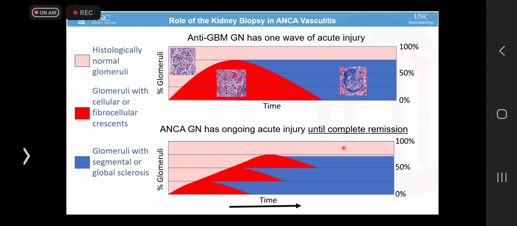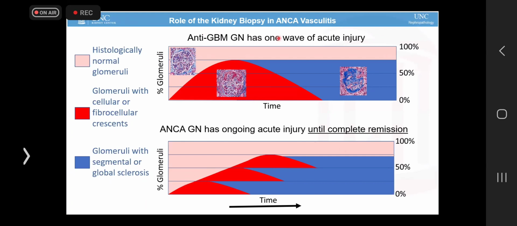So in the last portion of the presentation, I'd like to talk about the dynamics of the lesions over time, and also the correlation of the proportion of lesions and whether they're acute or chronic with respect to the likelihood of a good renal outcome in the patient.